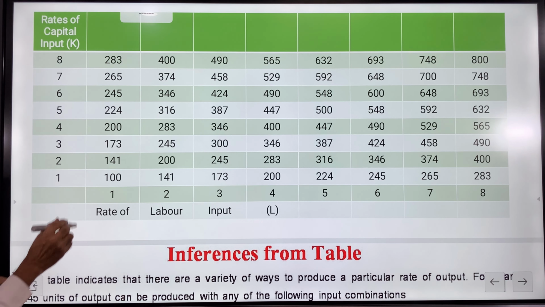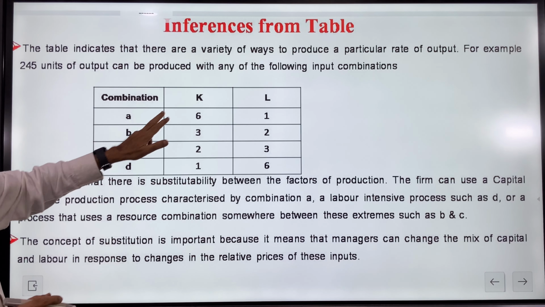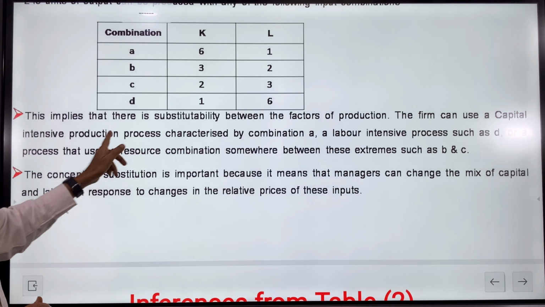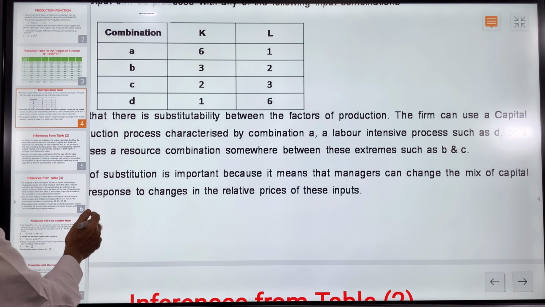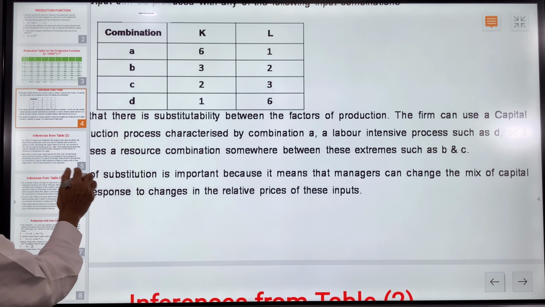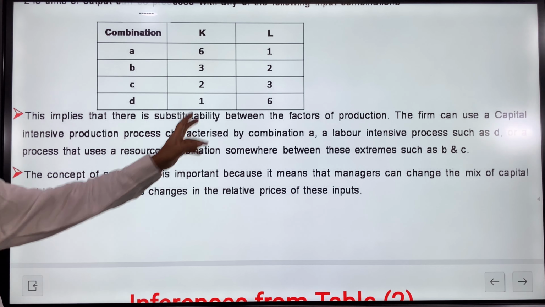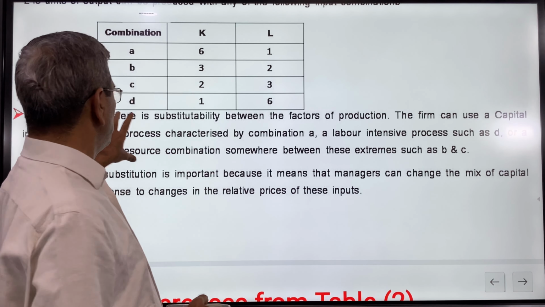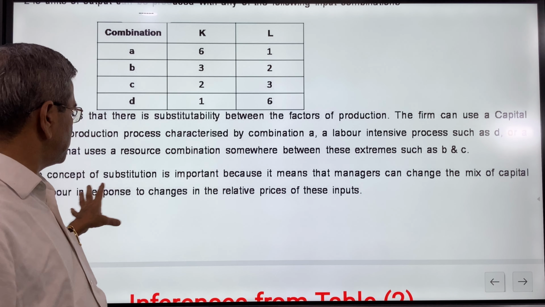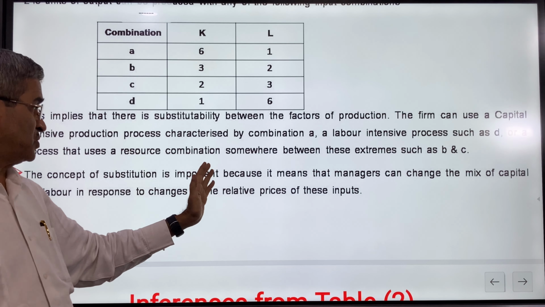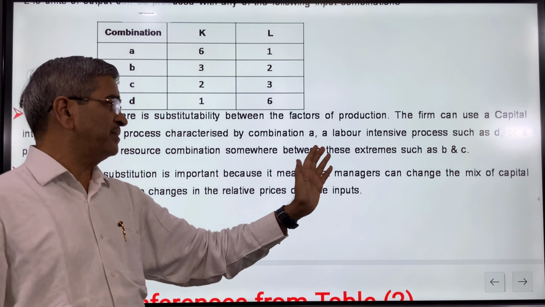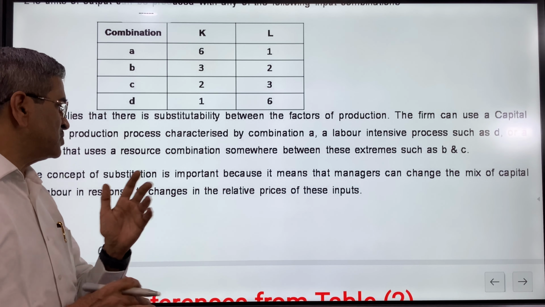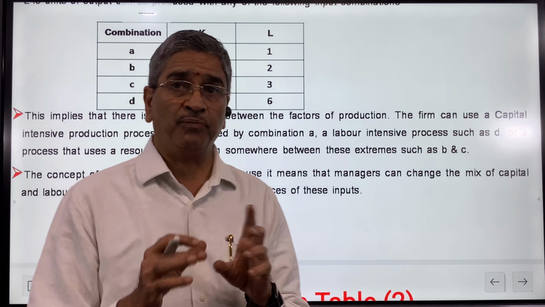So what is needed for us is, you must understand that this is the combination. I have already explained this. This implies that there is a substitutability between the factors of production. The firm can use a capital intensive production process. I have already explained that. The concept of substitution is important because it means the managers can change the mix of capital and labor in response to the change in the relative prices of these inputs.